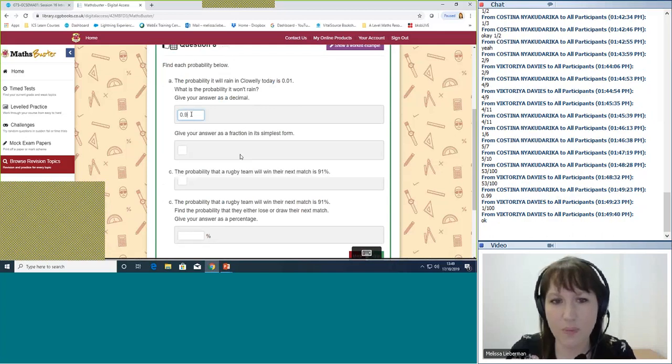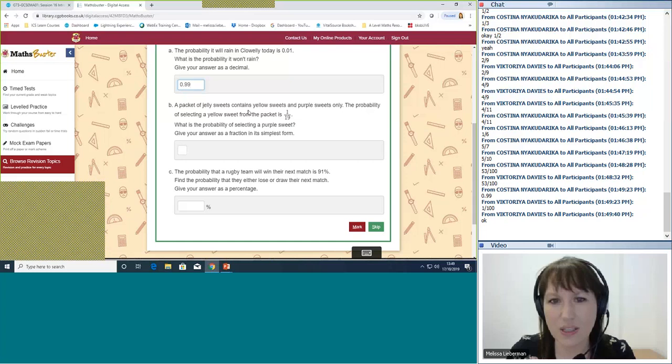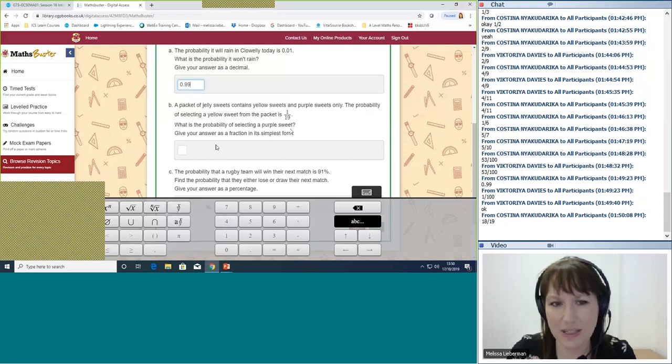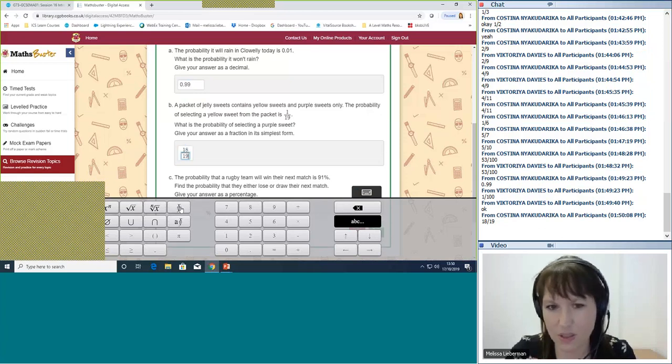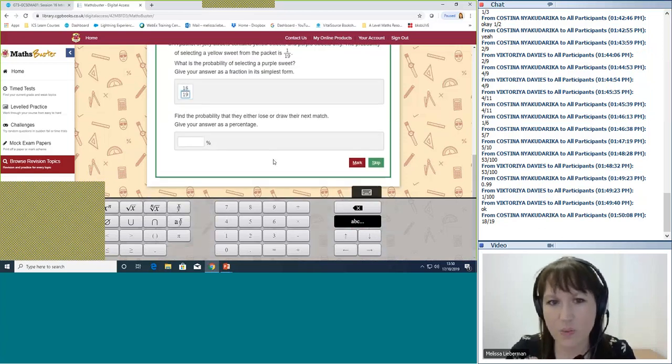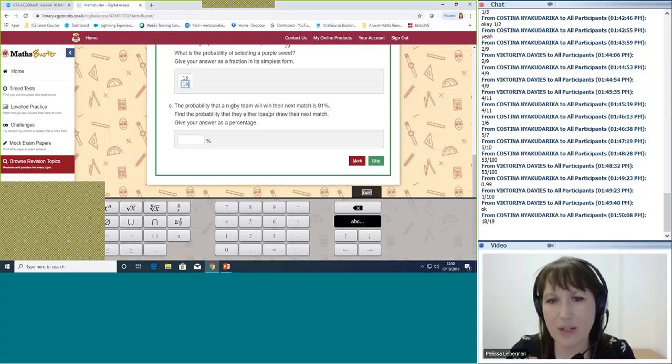Okay, good. For part B, it says a packet of jelly sweets has got yellow and purple sweets only. The probability of selecting yellow is 1/19. So what's the probability of selecting purple? You're definitely going to get one or the other, so it's certain that you're going to get a purple or a yellow. That's 1. So if 1 out of 19 are yellow, it means that how many out of 19 are purple? Good, 18 out of 19. So let's put 18 out of 19. That makes sense?